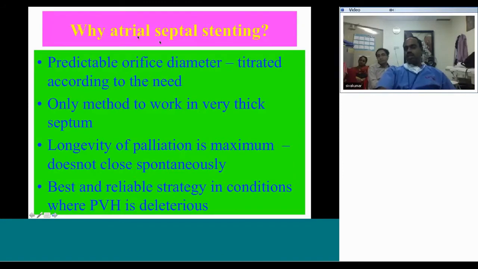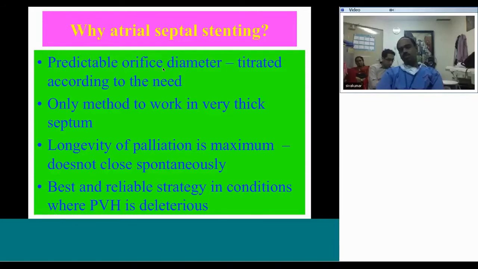Why atrial septal stenting in comparison to all the previous methods? In all the previous methods, nothing artificial is kept in the atrium. You do a balloon septostomy, pull out the balloon, take out the balloon, so there is no artificial material in the atrial septum. The reason why atrial septal stenting is preferred is because we have a predictable orifice diameter. We can titrate according to the need.